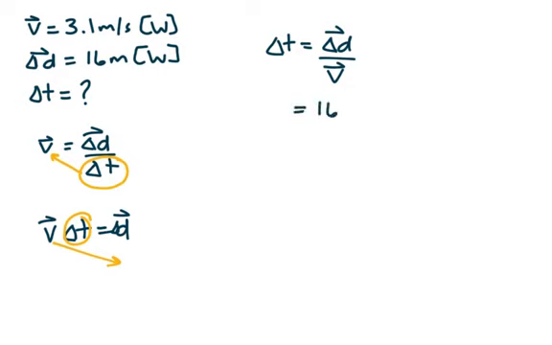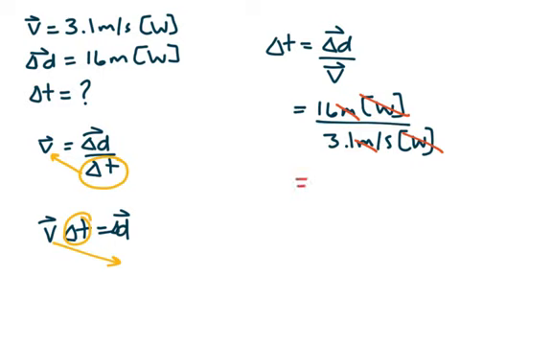So we have 16 meters west divided by 3.1 meters per second west. You'll notice some things are going to cancel. We've got meters on the top and the bottom. We've got west on the top and the bottom. So our final answer here will be 5.2 seconds. Time is not a vector, so I shouldn't see direction. I do need a unit, which is seconds, and I want two significant digits. Again, going back to the given values, they both have two significant digits, so I also want two significant digits.